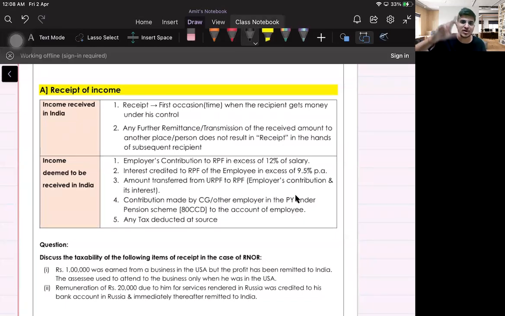So 5 points: employer's contribution to RPF in excess of 12%, interest credited to RPF in excess of 9.5%, amount credited from URPF to RPF, it is deemed to be received in India. Fourth, contribution made by central government or other employer in pension schemes mentioned under 80CCD, and any TDS, any tax deducted at source, will be considered as income deemed to be received in India. So receipt of income in 2 parts we covered. One is income received in India and second part, income deemed to be received in India.